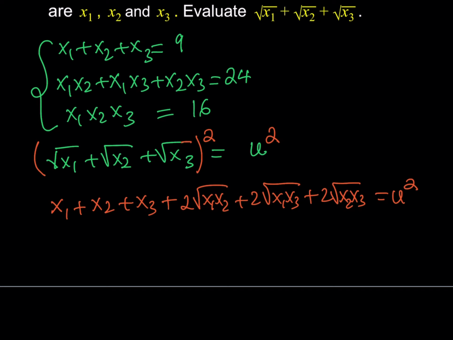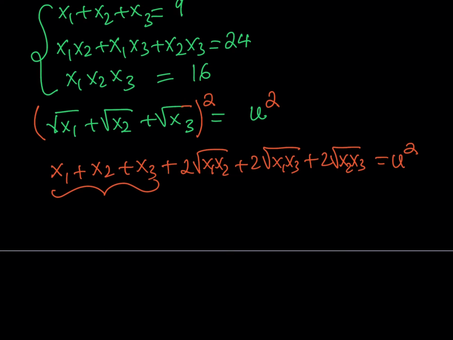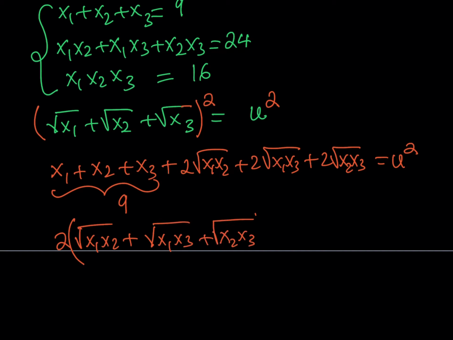First of all, notice that we do know the sum. The sum is 9. So what I can do is go ahead and replace this with 9. And then let's see what we're going to get from here. We got the sum of square roots, so let's go ahead and do that. So 2 times the square root of x1 x2 plus, and I can kind of take out the 2 here. And let's see what we're going to be getting from here. Okay, so this is going to be isolated and it's going to equal u squared minus 9.